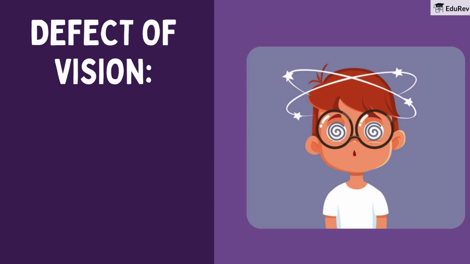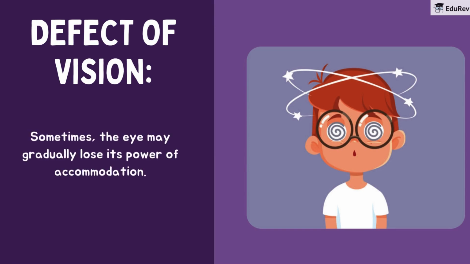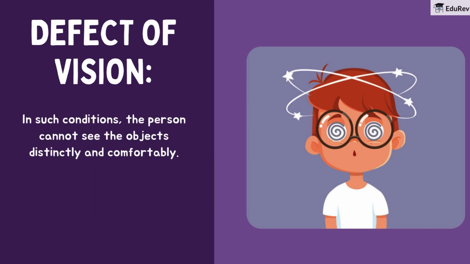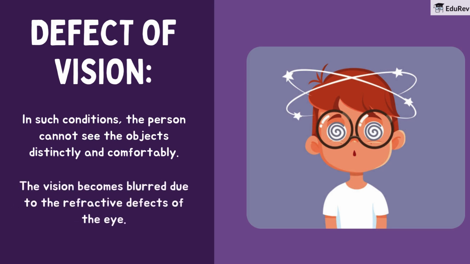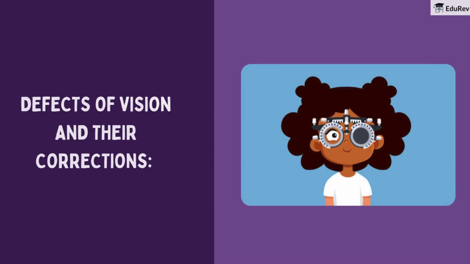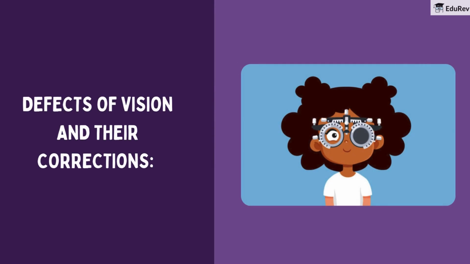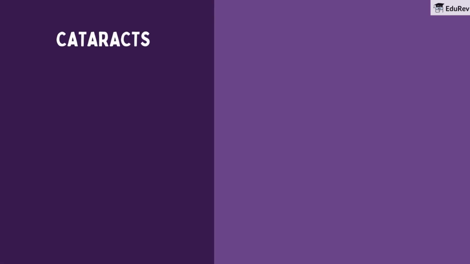Defect of vision. Sometimes the eye may gradually lose its power of accommodation. In such conditions, the person cannot see the objects distinctly and comfortably. The vision becomes blurred due to the refractive defects of the eye. Defects of vision and their corrections.